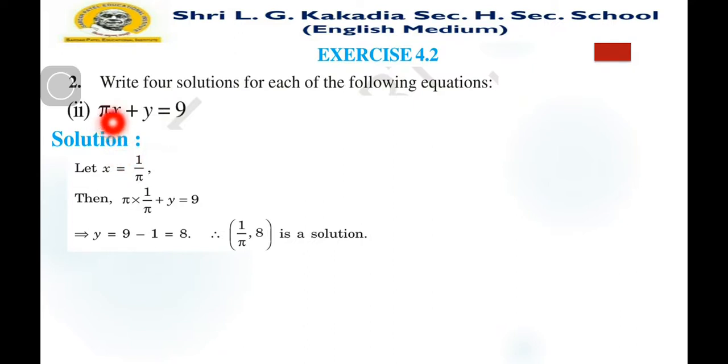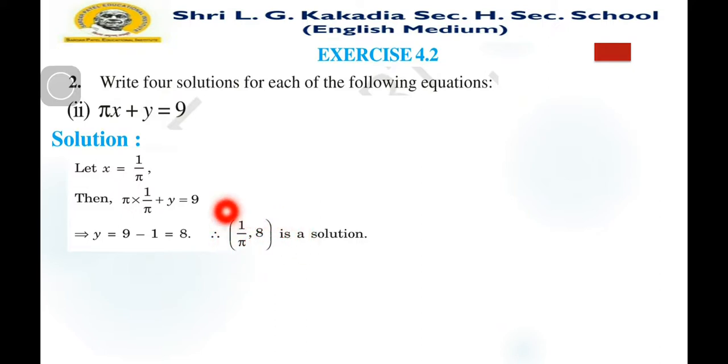Then what can we find? 1 plus y is equal to 9, then we can find y is equal to 8. That is given here: pi times 1 over pi, then pi will be cancelled, plus y is equal to 9. Then we can find y is equal to 9 minus 1, which is equal to 8. So the solution of the given linear equation is 1 by pi comma 8.